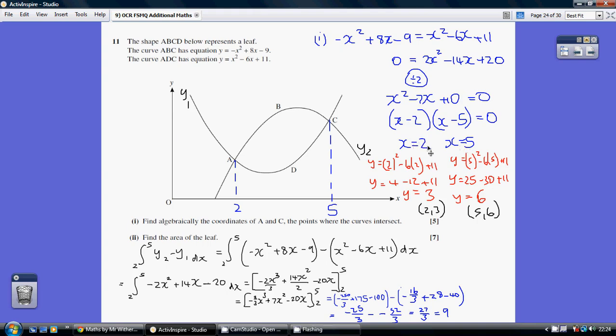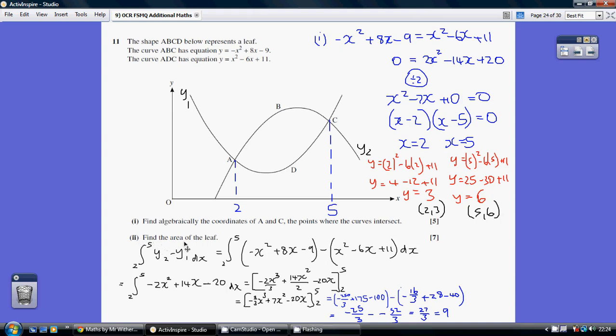Now I can then substitute this 2 and 5 into either of the equations. I've chosen the bottom one because I think that's a bit easier, and I've then worked out the corresponding y values for when x is 2 and x is 5, and I got y is 3 and y is 6. So coordinate A is 2, 3 and coordinate C is 5, 6.